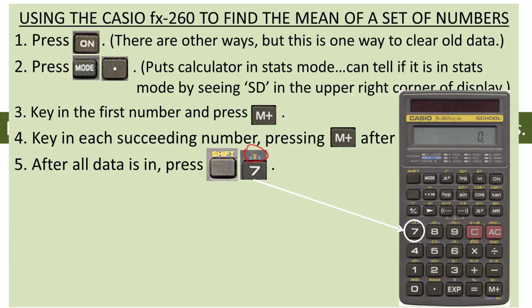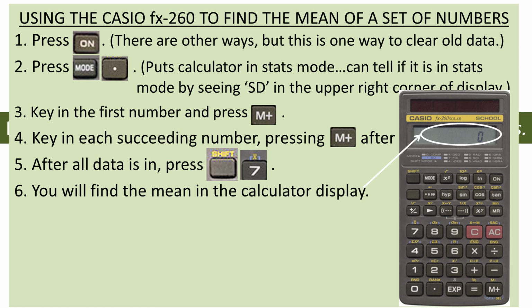If you look above the 7, you'll see the little X bar symbol. That's why you're pressing 7. So you're actually asking the calculator now to do X bar. And the number that you're looking for, the mean, will be in the calculator display at this point. That's all there is to it.